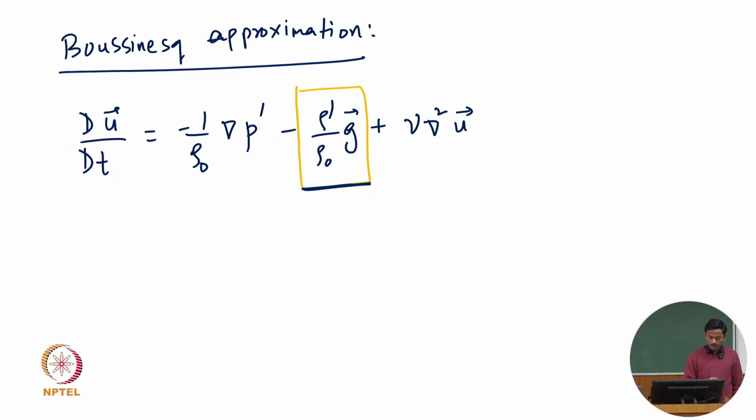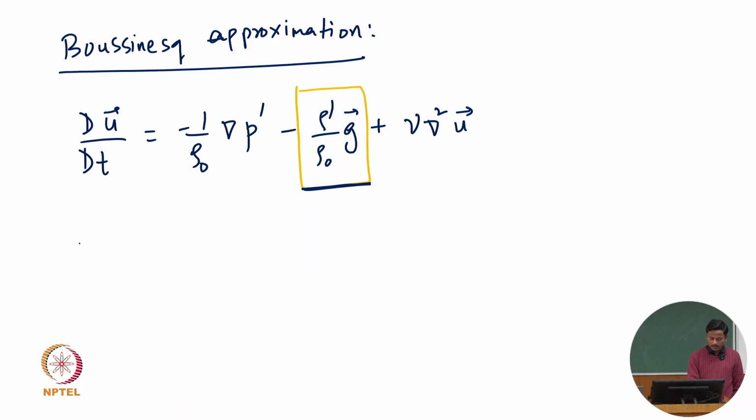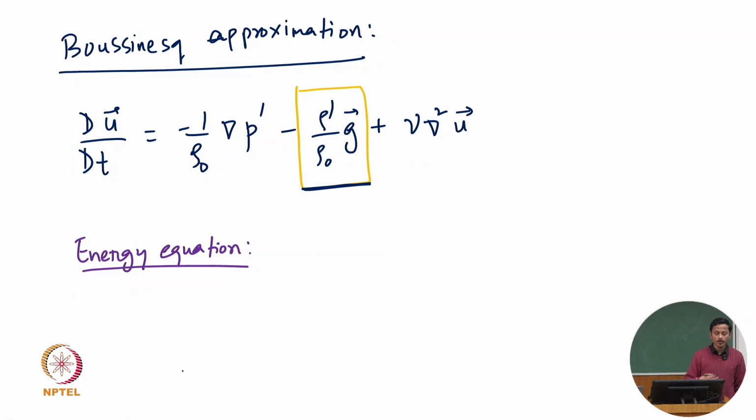So now we have done the momentum equation. Now we'll see how the energy equation changes. Remember, we had derived all these equations earlier, and now we are trying to find some simplified versions so that our calculations are slightly easier. So we are trying to see what simplifications the Boussinesq approximation can give us.